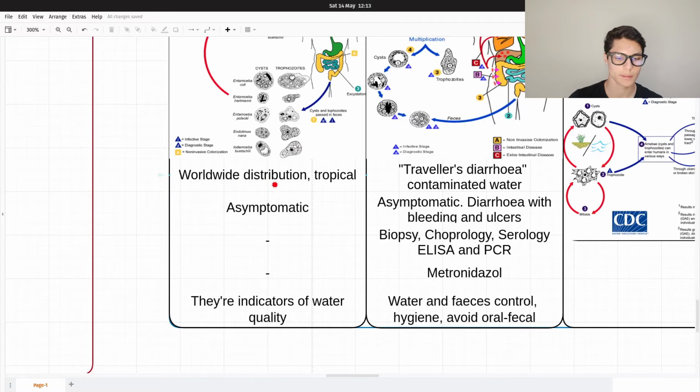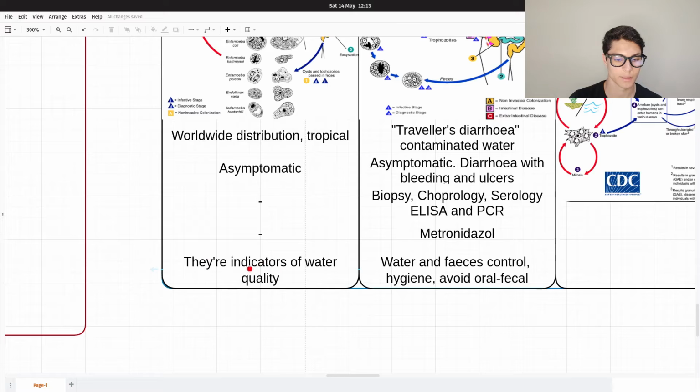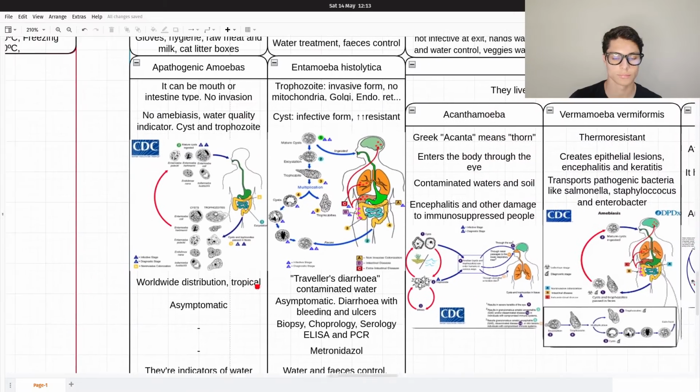Epidemiology: worldwide, and especially in tropical areas, they are asymptomatic because they're not pathogenic, and they're indicators of water quality. So their presence means that the water is not very clean, and we have to improve our control of the water.